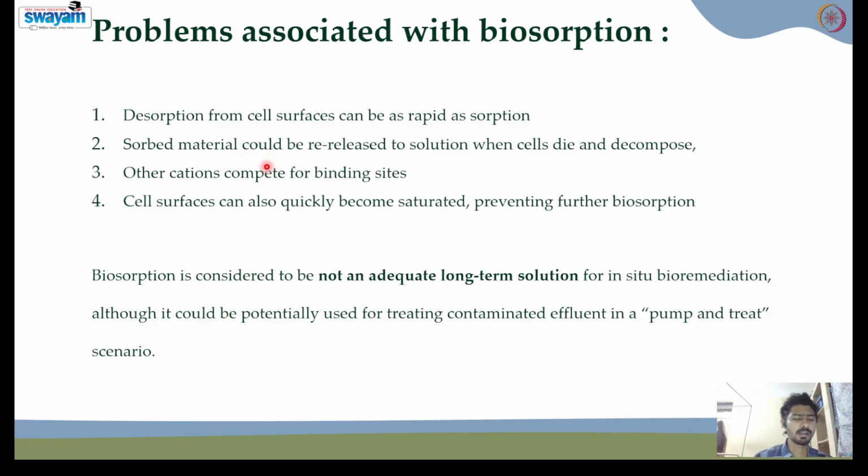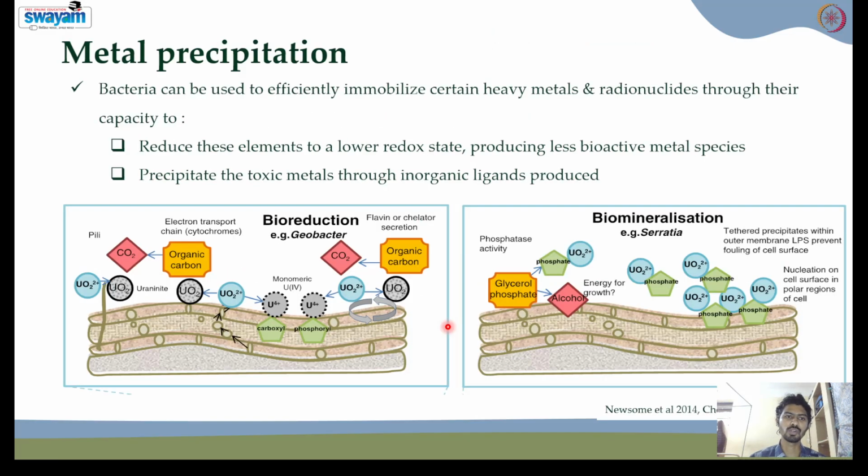So these are some of the problems associated with bioabsorption, but it can be used for treating contaminated effluent in a pump and treat strategy, but it is not adequate for a long-term solution. So it can be used for a short-term solution. For the long term, you have to go for biomineralization or biodegradation, by which a complete transformation of the heavy metals can be achieved. And the next strategy is metal precipitation. Here, what happens?